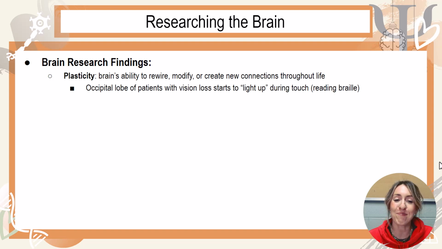So for example, when we've studied the brain of patients who have vision loss, right? So for some reason something happens to their eyes, their retina, we're not sure, but they have vision loss. So what we find is that their occipital lobe, which is no longer being utilized by their eyes, starts to light up when they are feeling something so that it can be better utilized for reading Braille during touch, right? So the brain is rewiring itself. Connections that are not being used start to be used in other places.